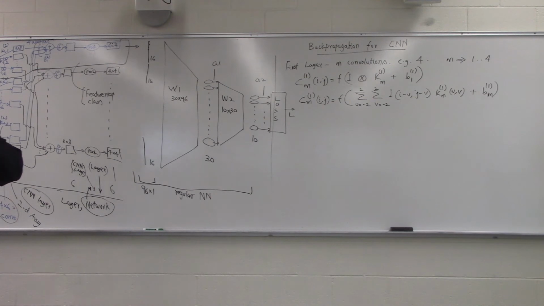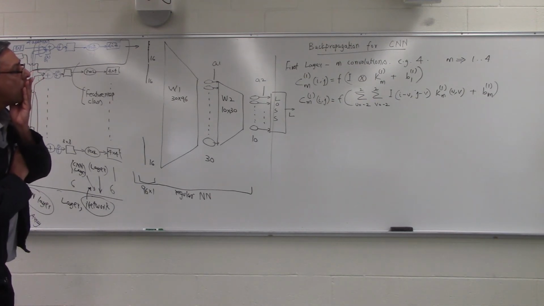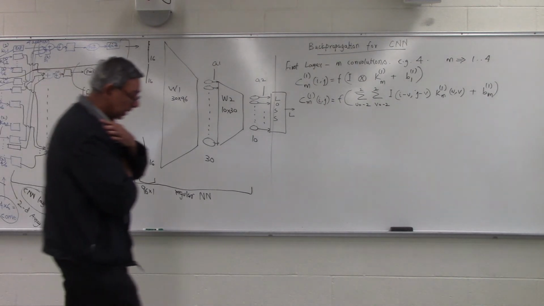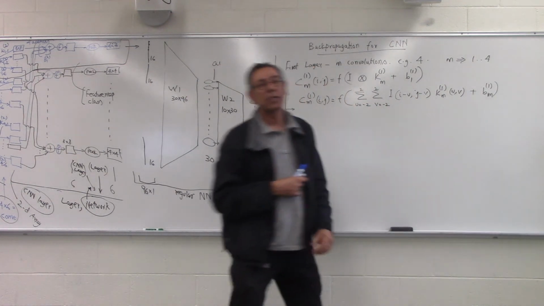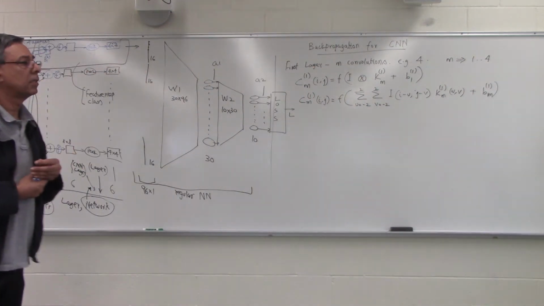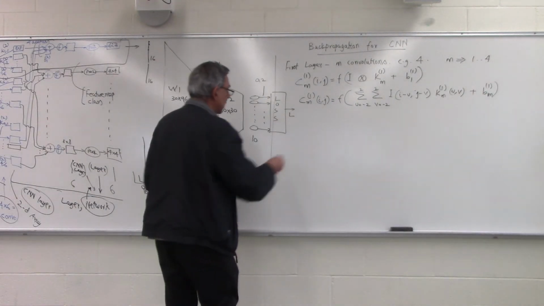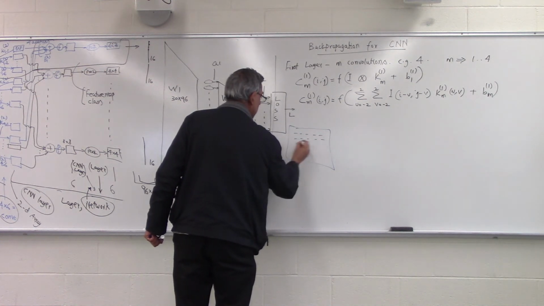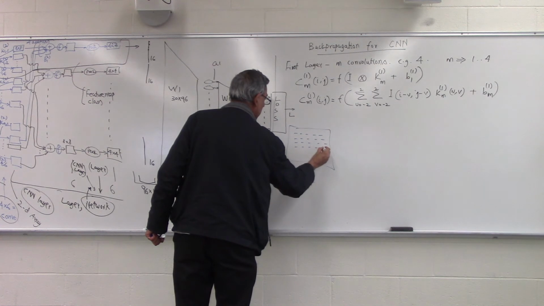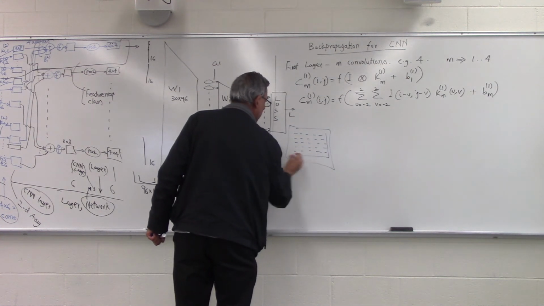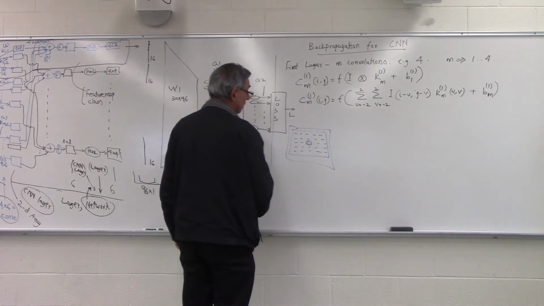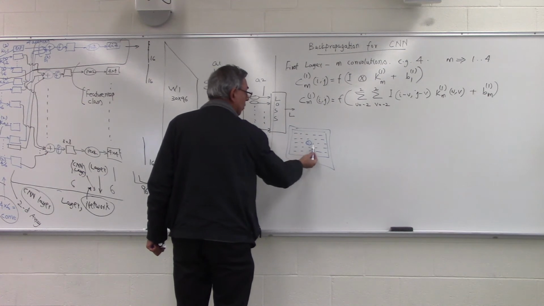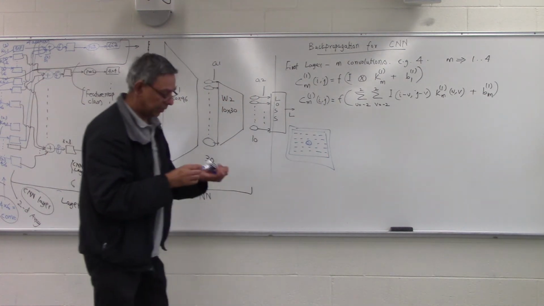Question: why does the summation range from minus 2 to 2? Because we're assuming a 5 by 5 kernel, so there are only 5 values in this kernel. Suppose I put the kernel here and start to multiply. This is my center value, so from the center I need to go -1, -2, or +1, +2.